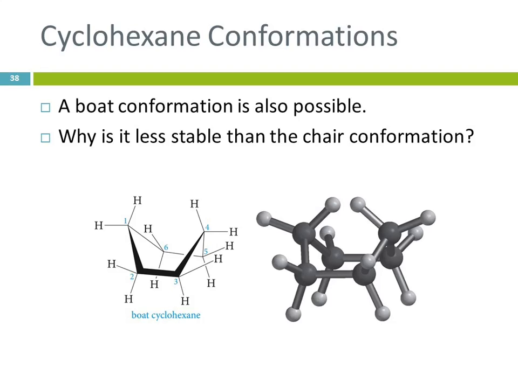The boat conformation is also possible when you flip both ends up. And if we look at this, why might you think that this is less stable than the chair? How close are these hydrogens? They're really, really close. So it can make a boat. So it looks like a boat. This is the prow and the stern, or whatever they call them on boats. But it's not very stable.